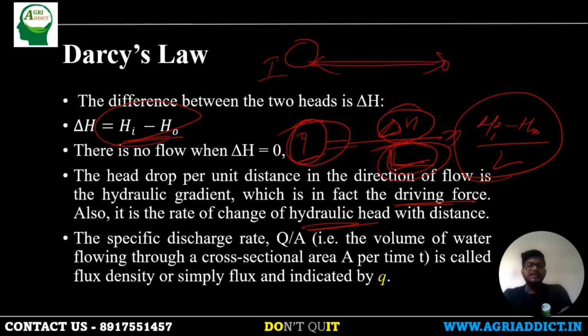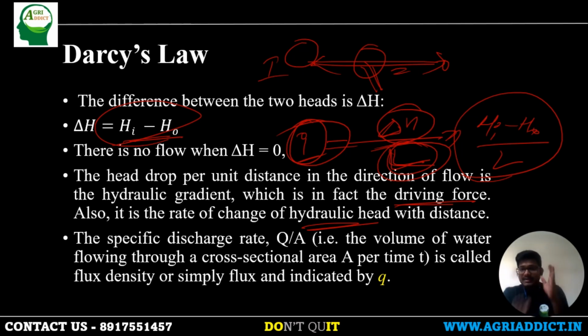Okay. The specific discharge rate Q by A, that is the volume of water flowing through a cross section of area A per unit time. So amount of water Q with the volume V is flowing across the cross section area A per unit time. Okay, so that is called the flux density. So simply, flux density means the amount of water that is flowing through a unit cross sectional area in some unit time.